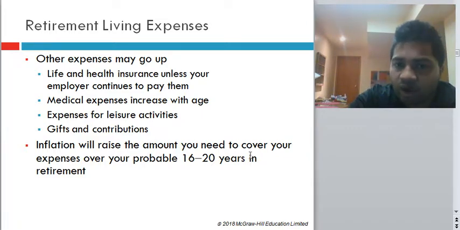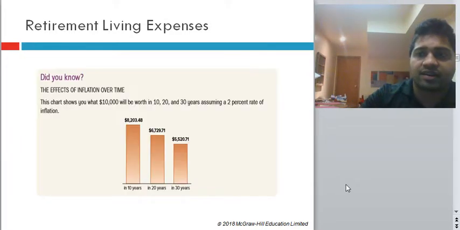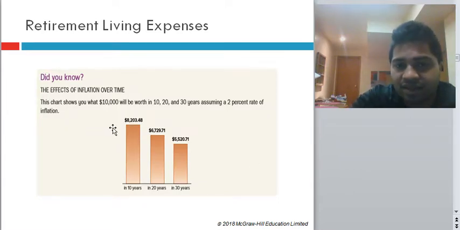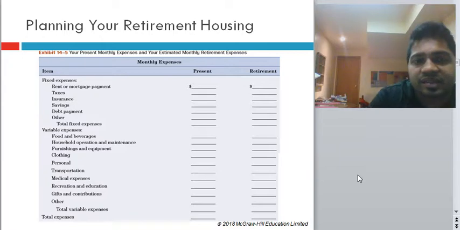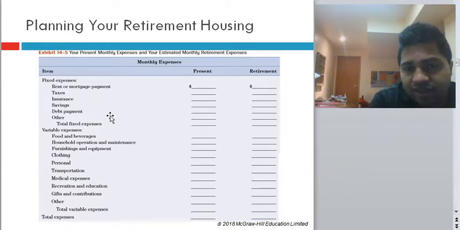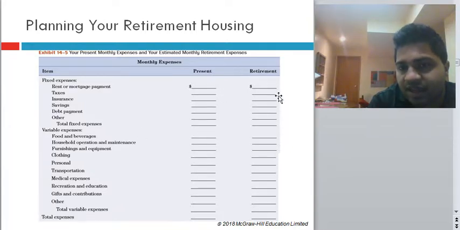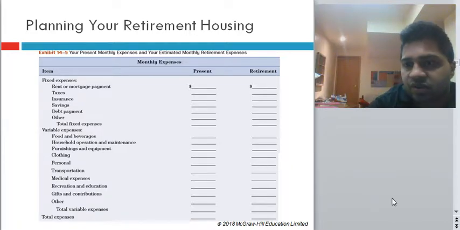Inflation will raise the amount you need to cover your expenses over the probable 16 to 20 years in retirement. So inflation is the biggest threat. For example, if you have $10,000 now, in 10 years it is worth 8,000, in 20 it is 6,000, and in 30 it is 5,000. So the pension you're getting keeps on decreasing if it is a fixed pension. Generally you can make a list like this. You can pause this video and take a look at it. You will see what your present fixed expenses are, what your present variable expenses are, and how those expenses will change when you retire.